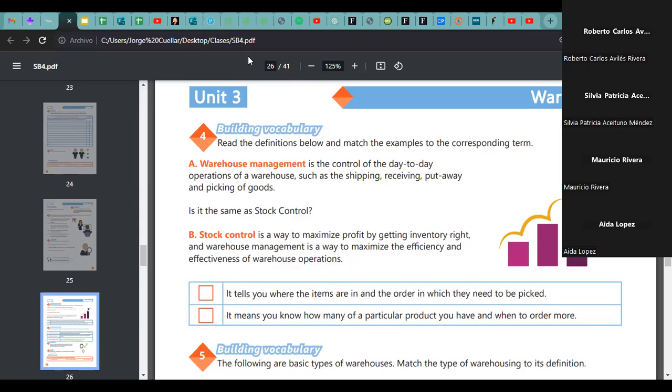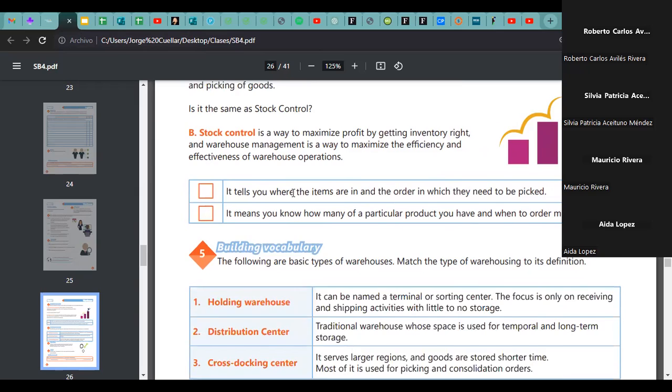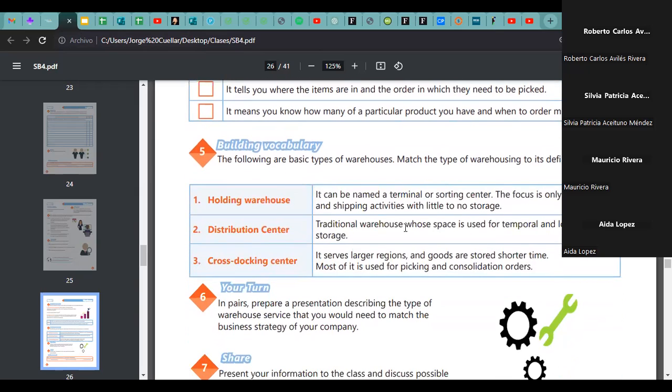Very good. And the other one says it means you know how many of particular products you have and when to order. Definitely. So it's A and B. That will be the correct answer. Nice. I don't see any new word here. So, yeah, let's move on. So it says building vocabulary. The following are basic types of warehouse. Match the type of warehousing to its definition. So I will give you a few minutes just to check into that one, okay? It seems that it's not in order. So check into that one, and then we're going to compare.